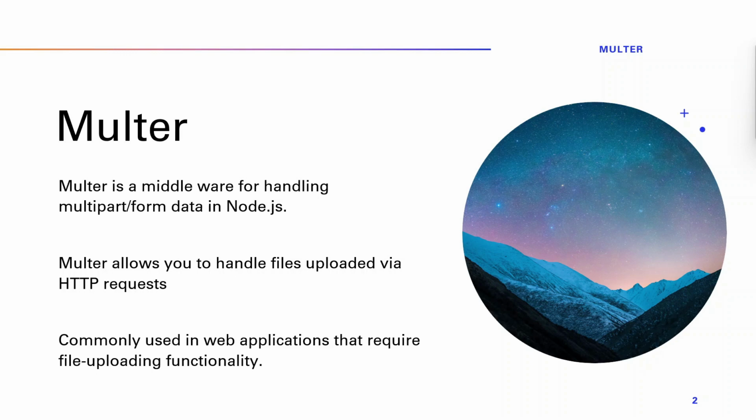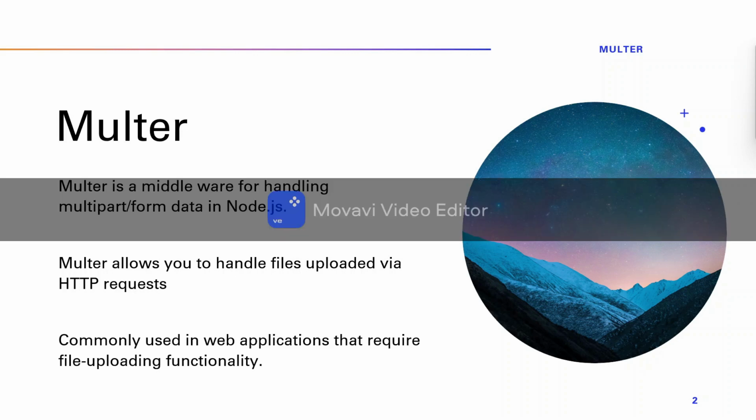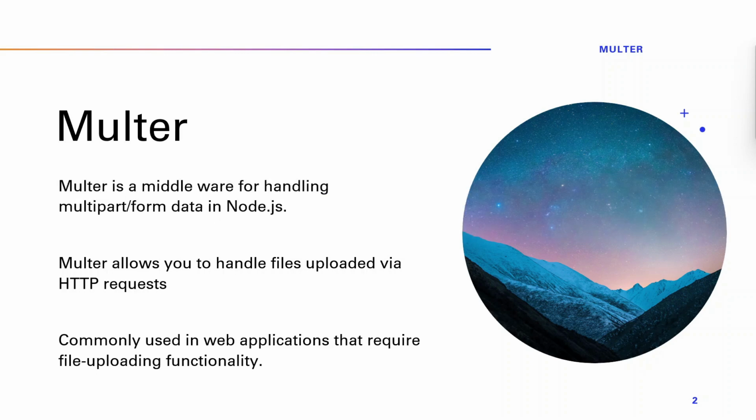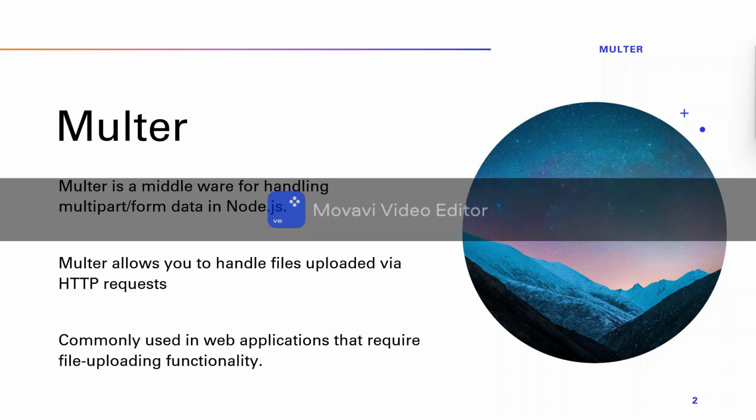It can also be used to validate the type, size, and format of uploaded files and to customize the storage location and file name of the uploaded files. Multer is commonly used in web applications that require file uploading functionality, such as social media sites, e-commerce sites, and content management sites. It is a popular choice for Node.js developers due to its ease of use, flexibility, and robust features.